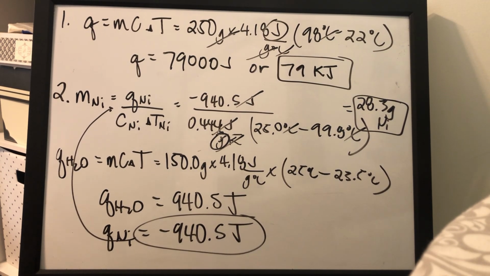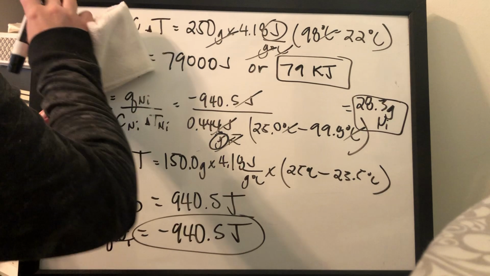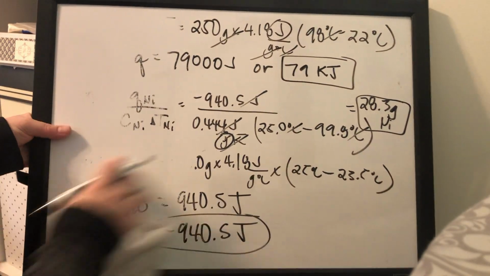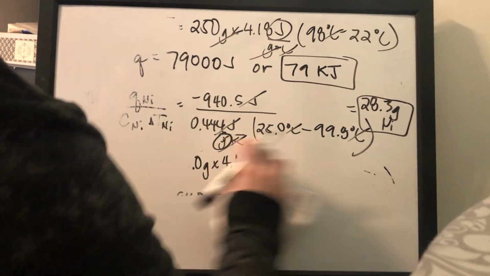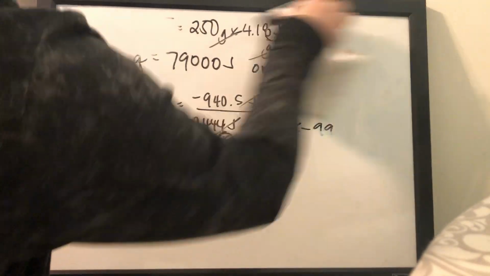So that's an application of MC delta T and calorimetry. I didn't really find delta H per se, but I was using the idea of Q in that application. So that is the first application of how we can find delta H.